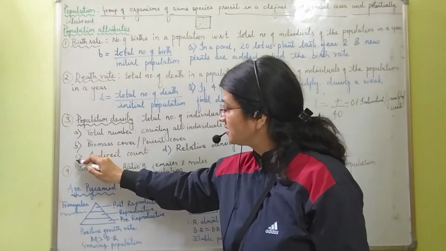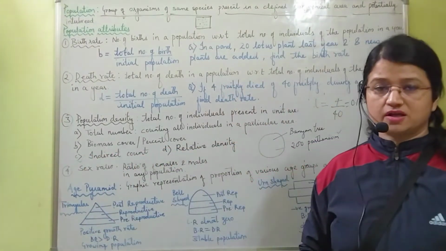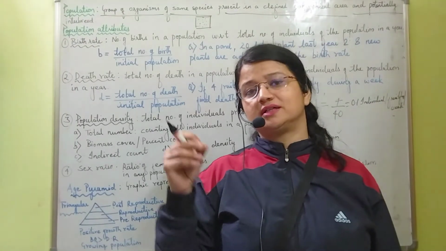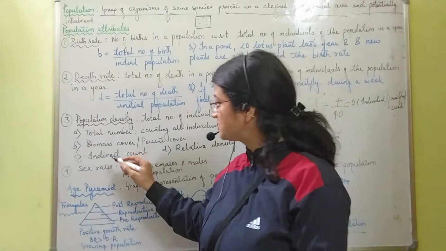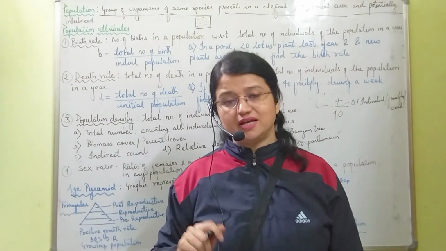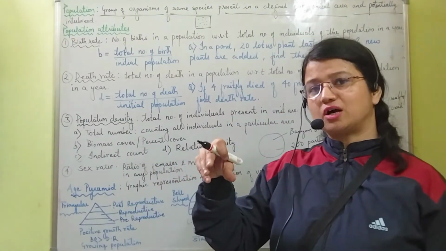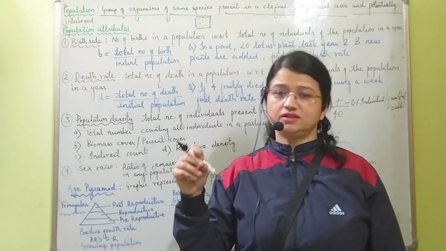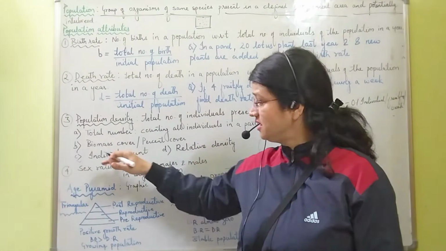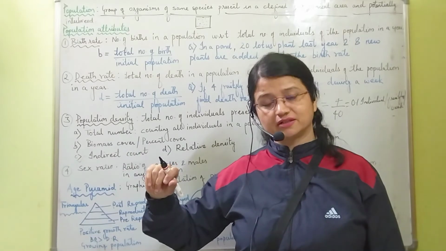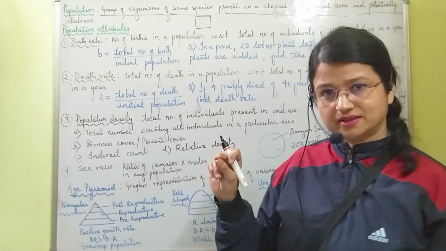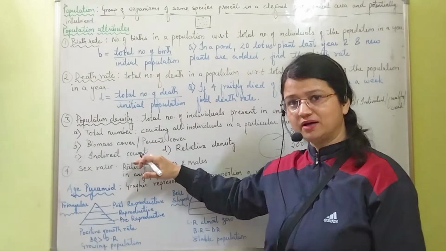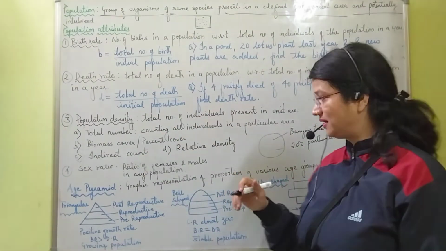Now the third method is the indirect count. For finding the number of tigers, or during the tiger census, we use the indirect count method. In this method, we just count the pug marks or the fecal pellets of the tiger. So that comes under the indirect count, where we do not directly count the tiger's number. Clear? Here we will count their pug marks and their fecal pellets.